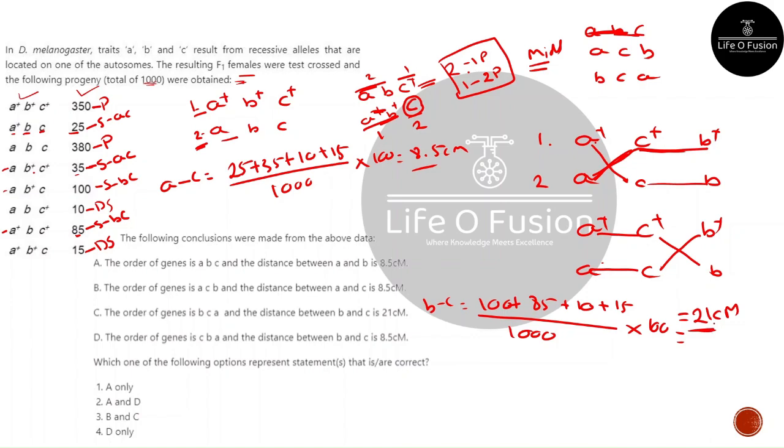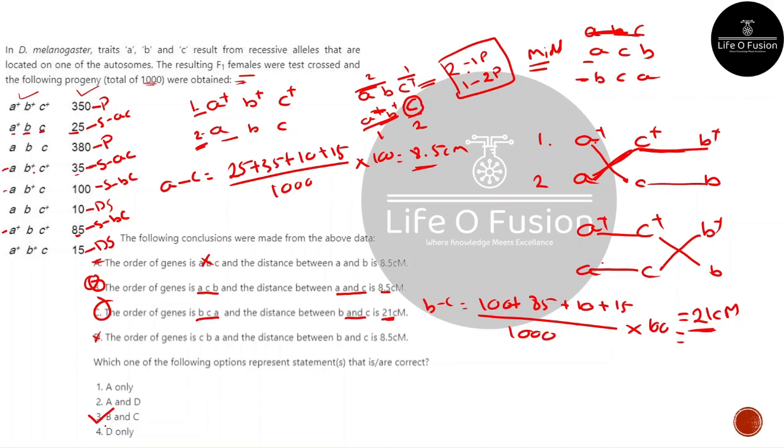Okay, so let's see the options. Option A, gene order is ABC: no. Option B, ACB. Option C, BCA. These two can be ACB and BCA, as I told you. D, CBA: not. So the distance between A and C is 8.5 centimorgan and B and C is 21 centimorgan. So options B and C are both correct statements. So the third option is correct.